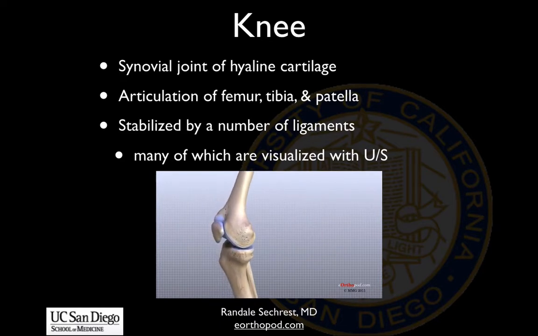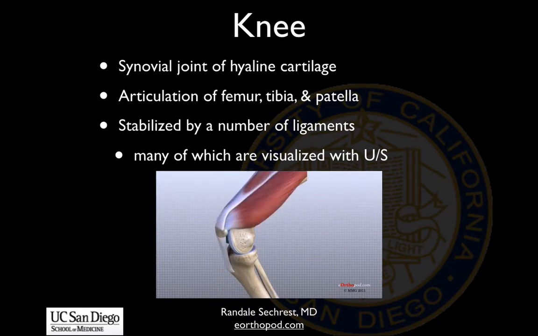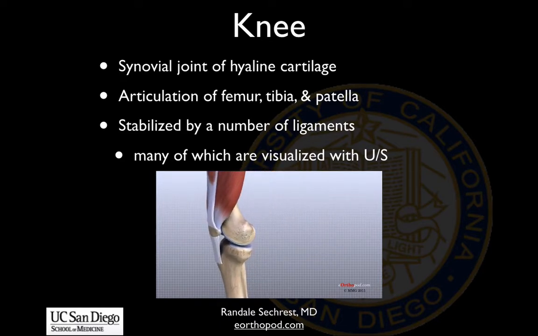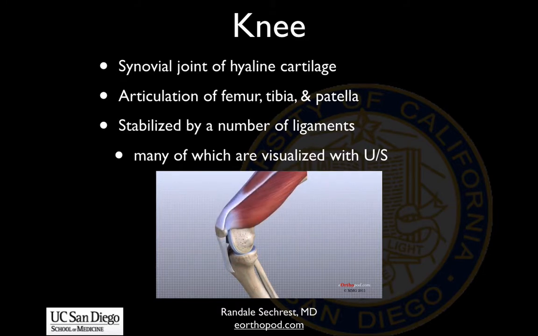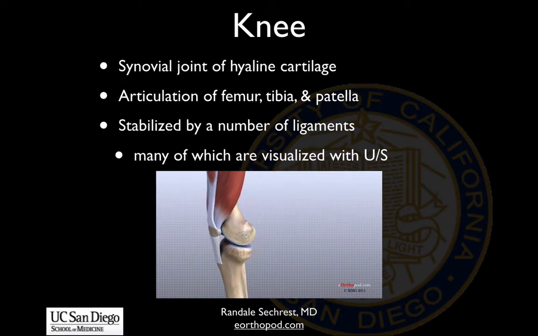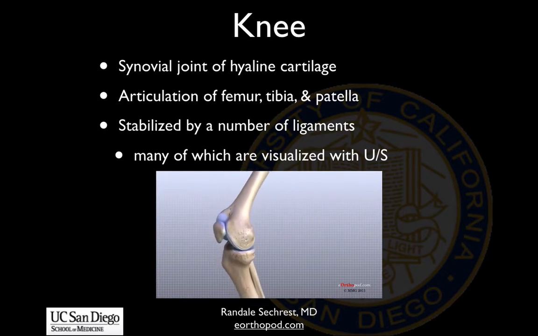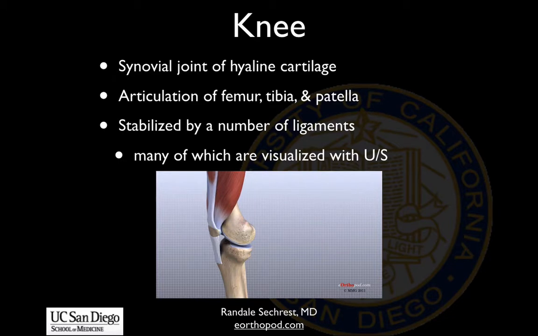Regarding the knee, let's first talk a little bit about the relevant anatomy. As you recall, the knee is a synovial joint of hyaline cartilage, and it involves the articulation of the femur, tibia, as well as the patella, as you can see demonstrated in the animation below. The knee is stabilized by a number of ligaments, many of which are quite well visualized with ultrasound, and we'll get into that in just a few moments.